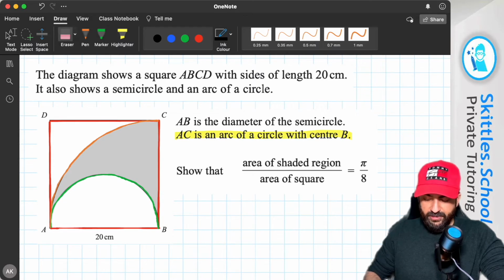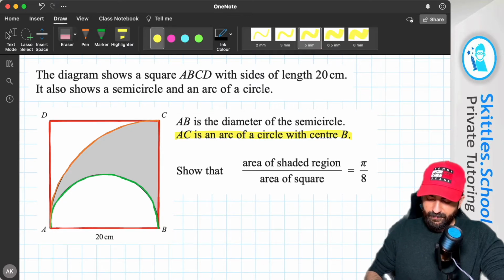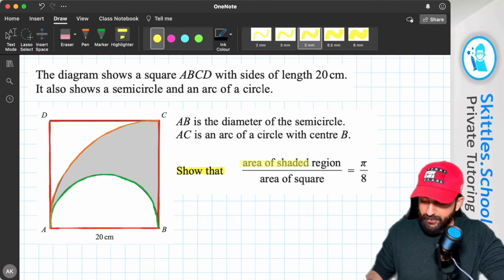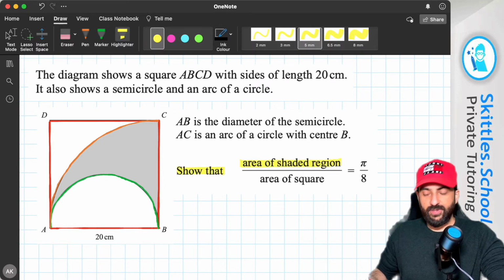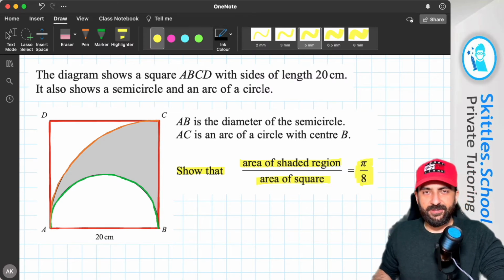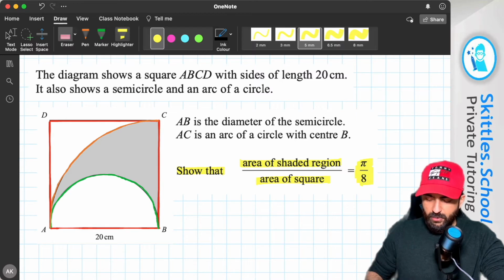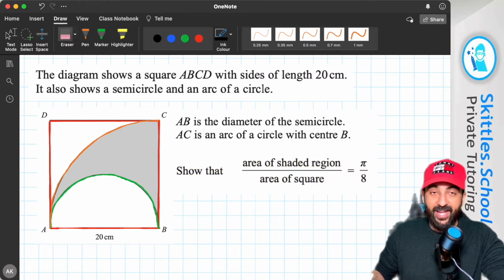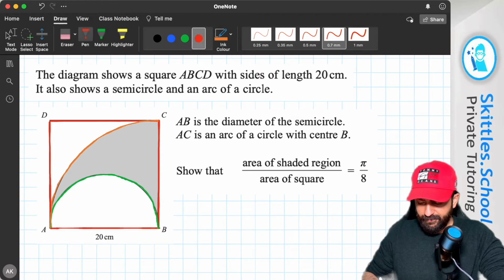Now the question asks us if we can show that the area of the shaded region over the area of the square is equal to pi over 8. So I'm going to start this question by working out the areas of all the shapes.